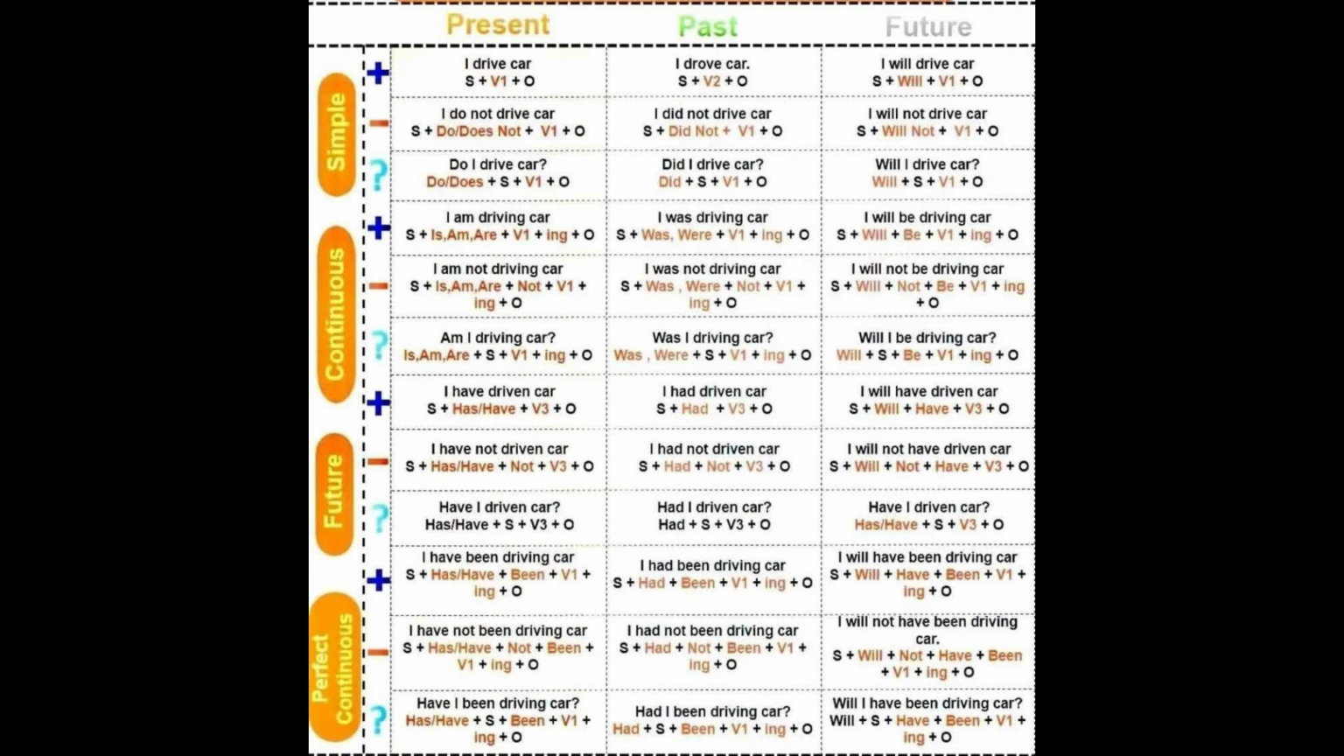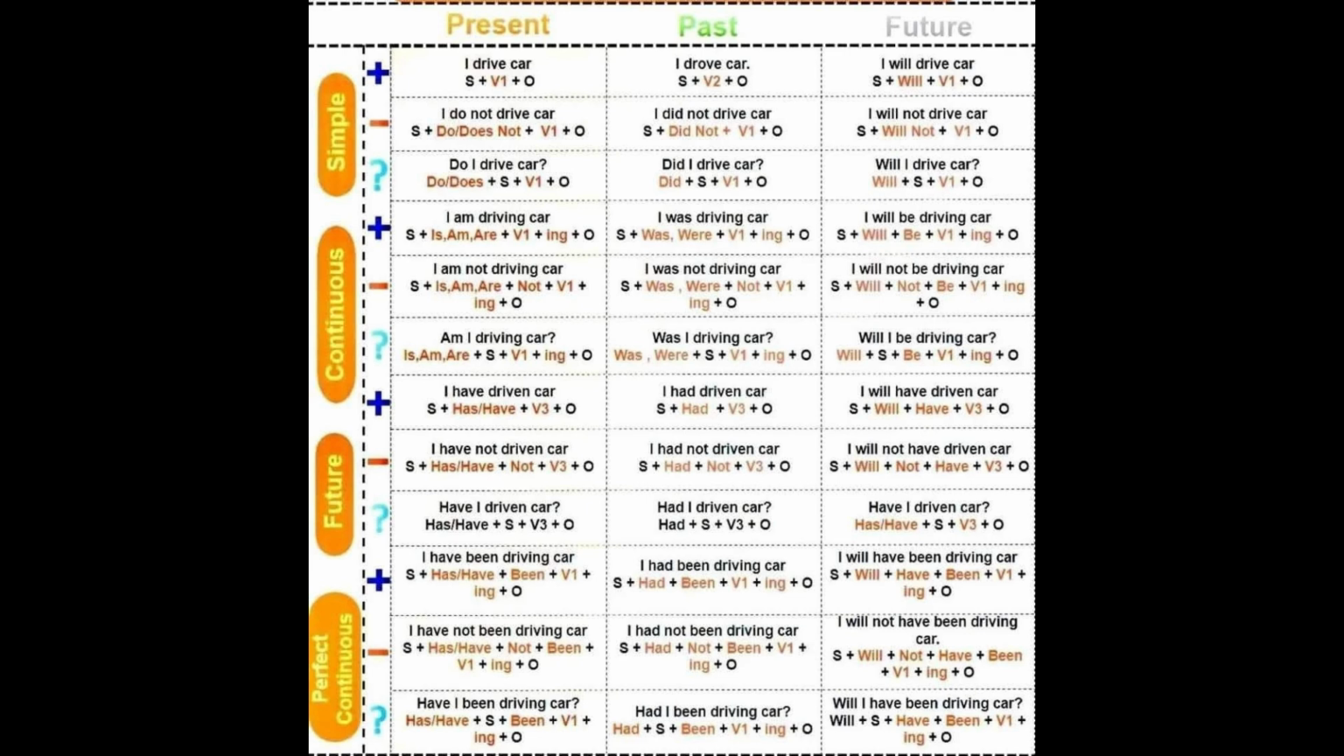Section 2. Continuous tenses. Now, let's look at the continuous tenses where the action is ongoing. In the present continuous, we use am/is/are plus verb plus ing. Example, I am driving a car. For negatives, I am not driving a car. And for questions, am I driving a car?